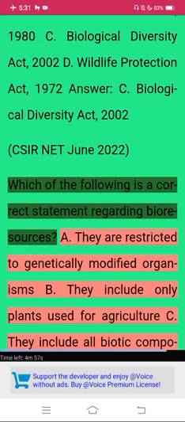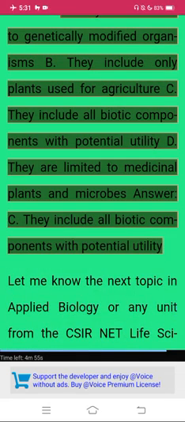CSIR NET June 2022. Which of the following is a correct statement regarding bioresources? A. They are restricted to genetically modified organisms. B. They include only plants used for agriculture. C. They include all biotic components with potential utility. D. They are limited to medicinal plants and microbes. Answer: C. They include all biotic components with potential utility.